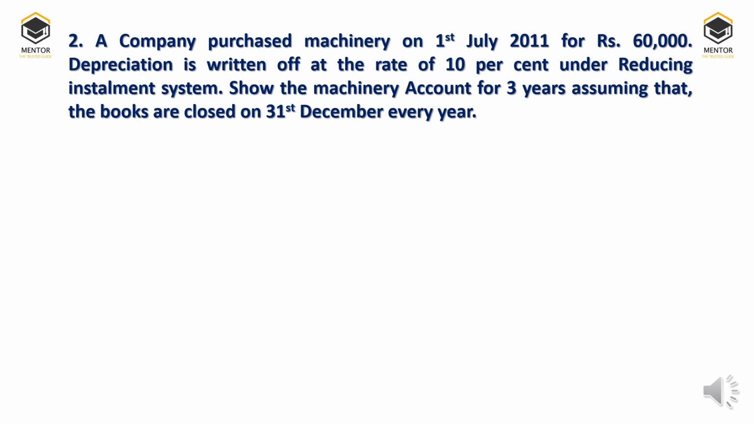If you see this question, what it says: a company purchased a machinery on 1st July 2011 for rupees 60,000. The depreciation is written off at the rate of 10% under reducing installment method or diminishing balance method, one and the same. Show the machinery account for 3 years, assuming that the books are closed on 31st December every year.